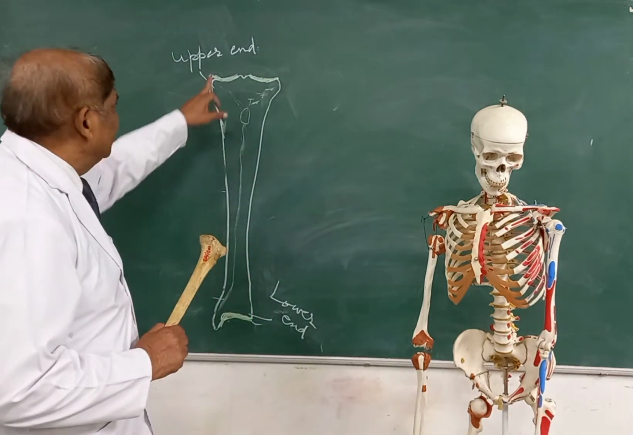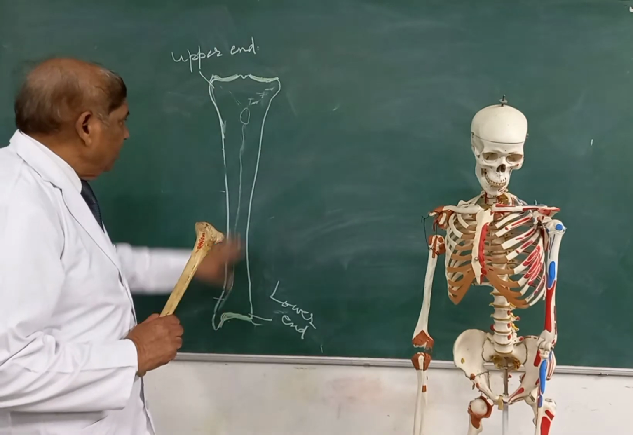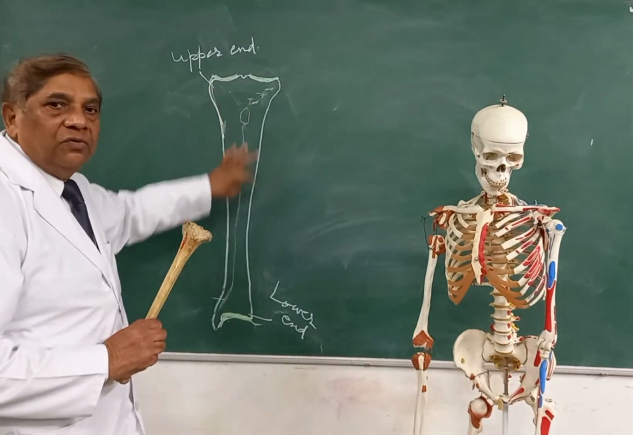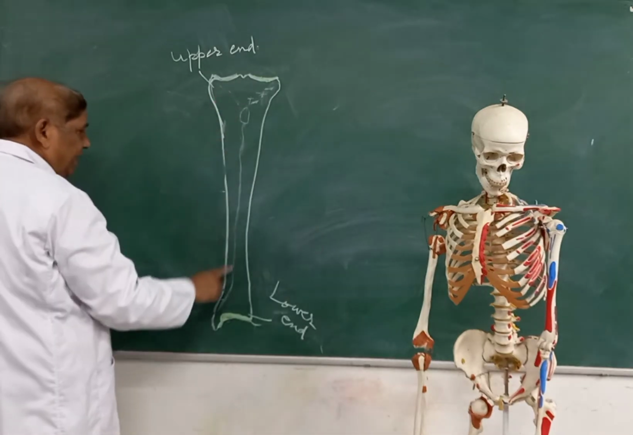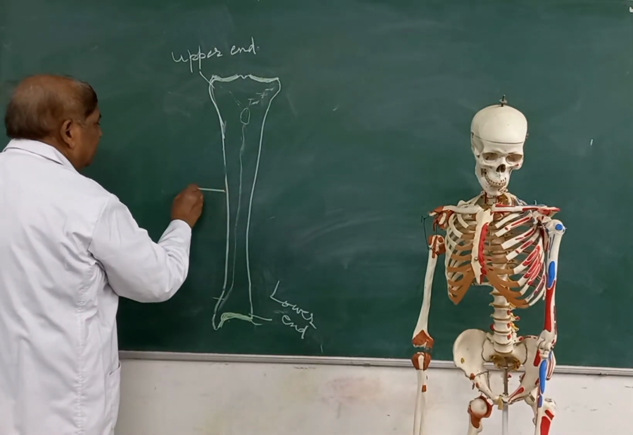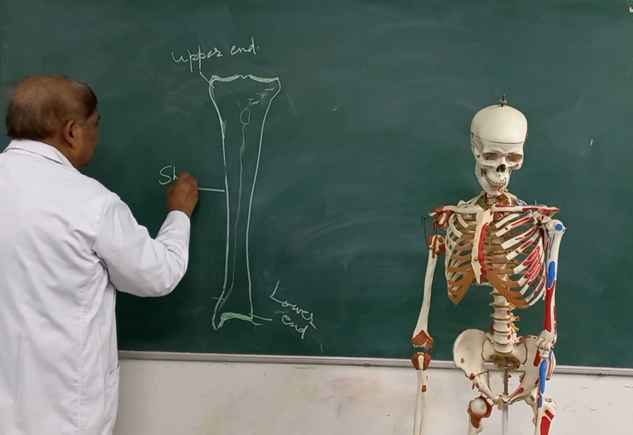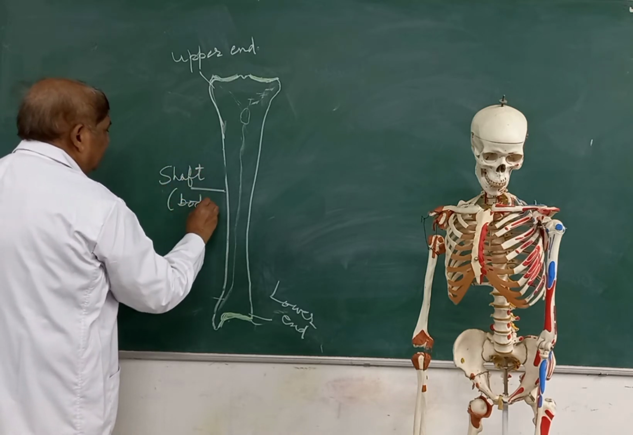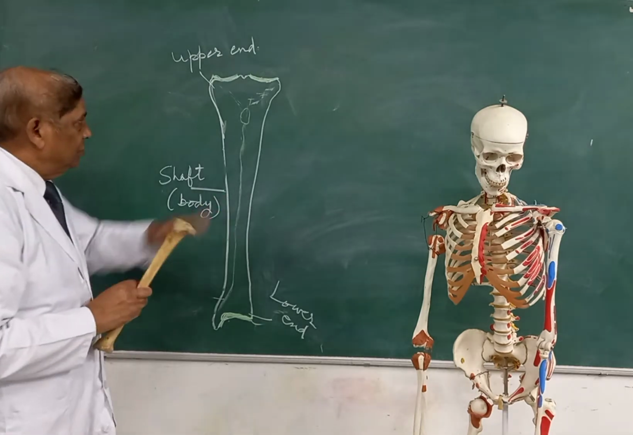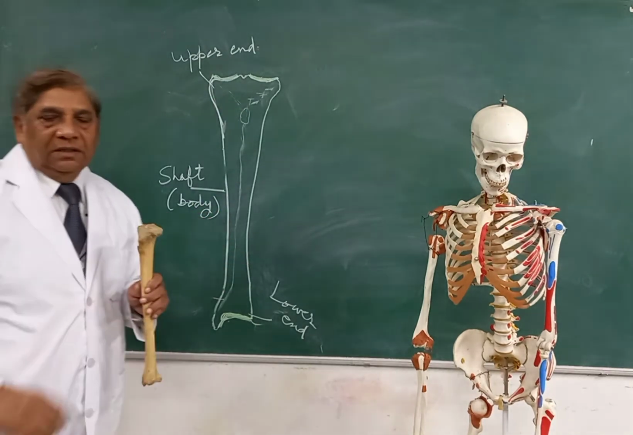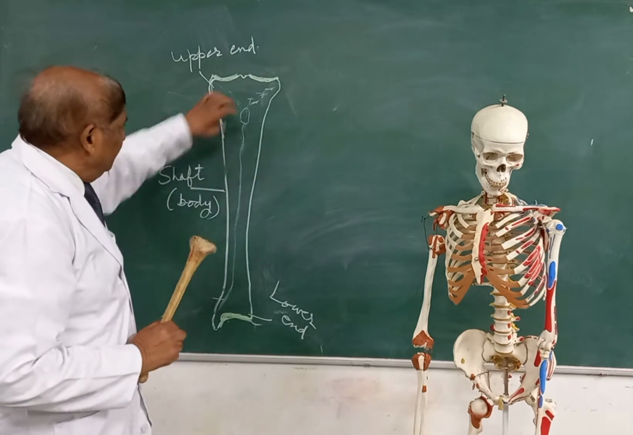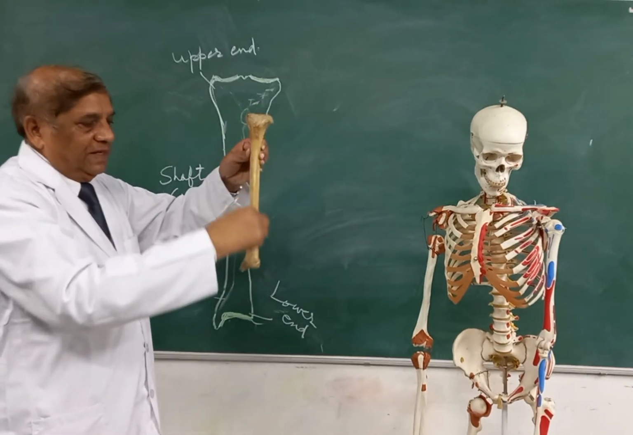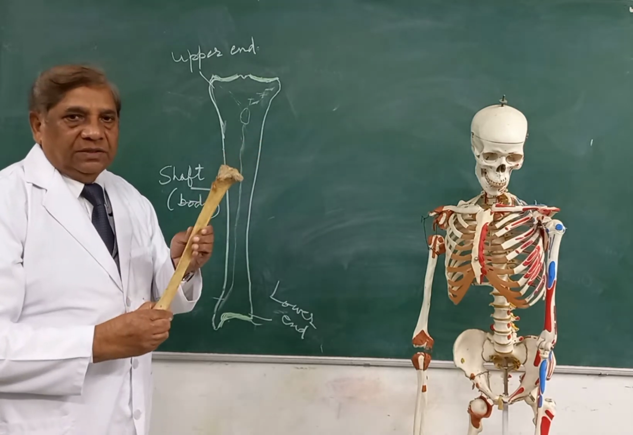Then another thing is that in between the two ends of the bone, there is a narrow shaft. Between these two ends, upper and lower, this area which is long is called the shaft or the body of the long bone. So this is the shaft or the body of the long bone, which is narrow. For example, if you trace, this is the narrowest part, so it becomes a narrow structure.